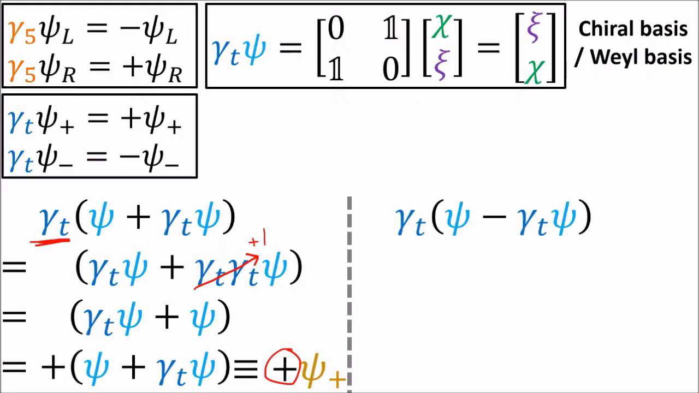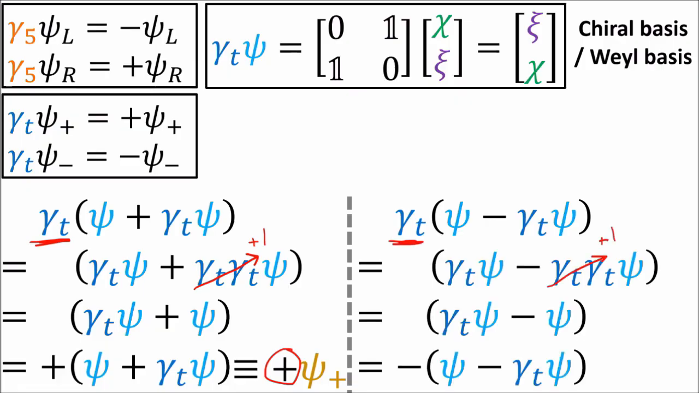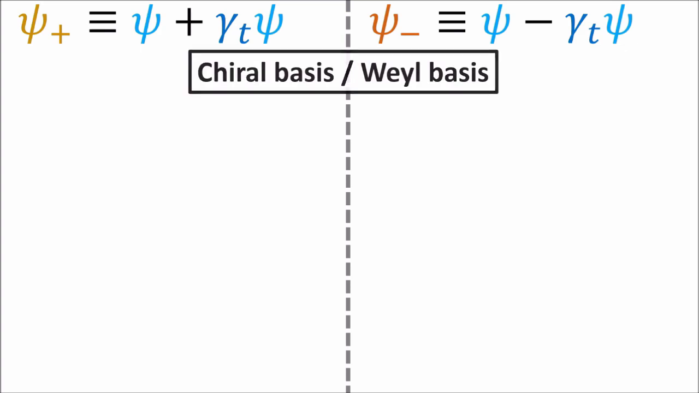Similarly, if we take psi minus gamma t psi and apply gamma t to it, we get the negative of the original expression. So psi minus gamma t psi is an eigenspinor of gamma t with eigenvalue -1. We'll call this eigenspinor psi minus. Let's see what these look like as arrays in the chiral basis.